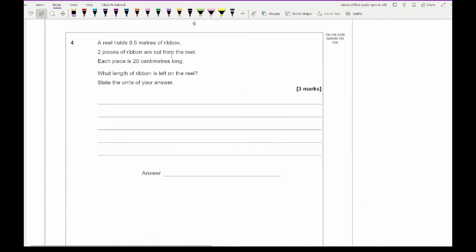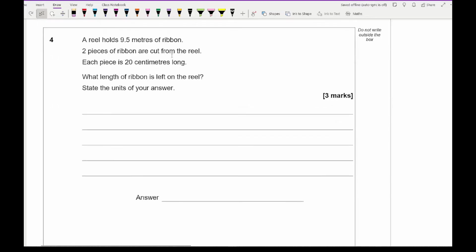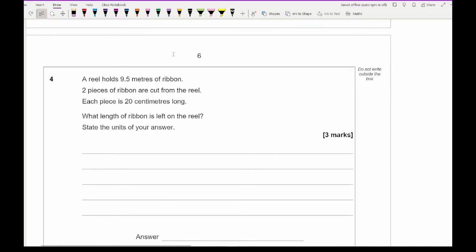Moving on to question 4, let's just zoom in so we can see the question a little bit clearer on the screen. It says a reel holds 9.5 metres of ribbon. 2 pieces of ribbon are cut from the reel. Each piece is 20 centimetres long. What length of ribbon is left on the reel?